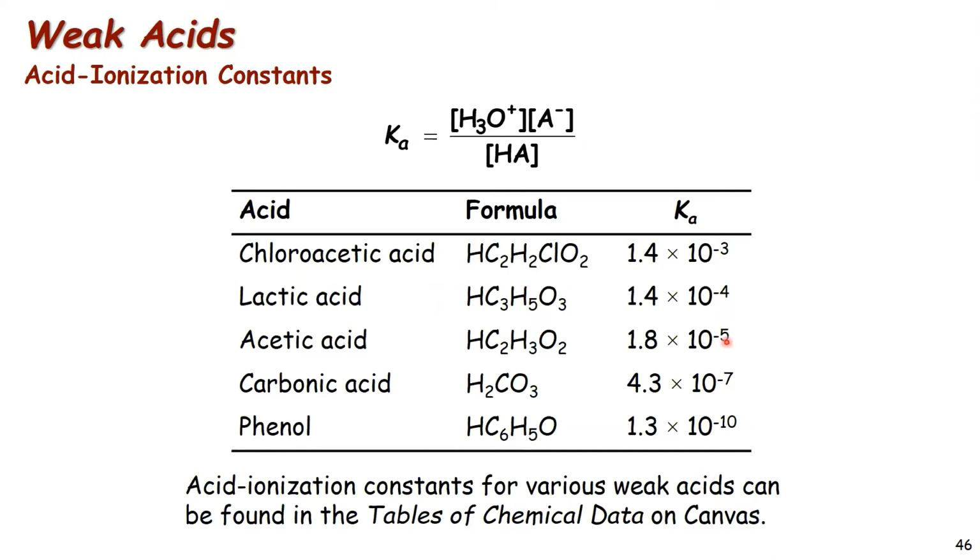But we can see that chloroacetic acid is 2 orders of magnitude. So that's 10 to the 2, that's 100 times. So chloroacetic acid is 100 times more acidic than acetic acid. So it's much, much stronger. It's 100 times stronger acid than acetic acid. Then we can see like carbonic acid is a fairly weak acid, 10 to the negative 7.